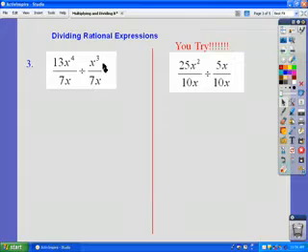So take the 7x, put it on the top. Take the x cubed, put it on the bottom. Change this to a multiply sign, and then we're going to do the same thing that we just got through doing with multiplying rational expressions. So easy. So easy. So here we go. Rule number one, flip it over.